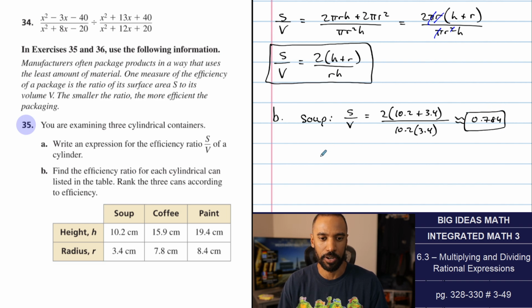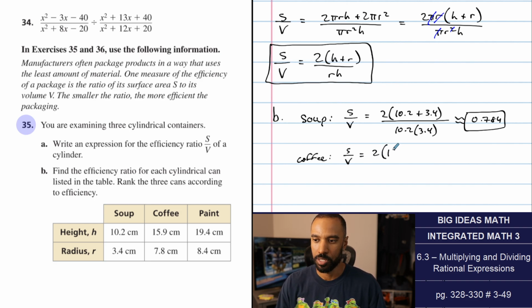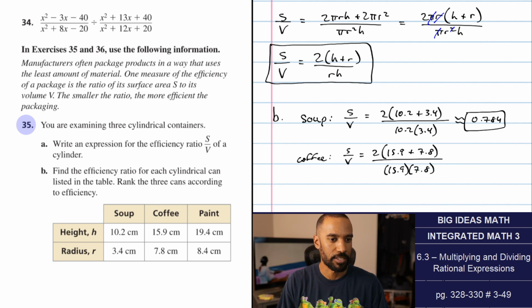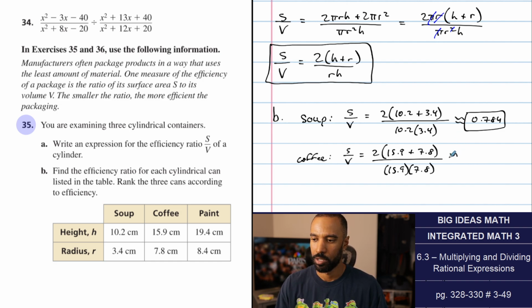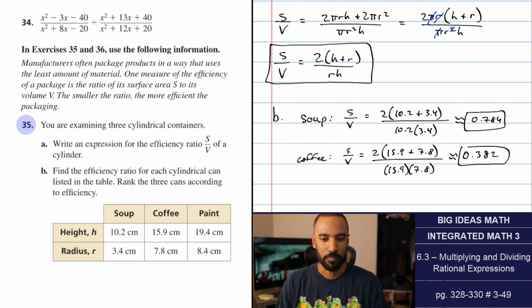I don't know if that's biggest or smallest yet. We'll figure it out. Coffee. And it's good that they have the smaller version of this formula. I'm not doing more than I need to here. So 2 times 15.9 plus 7.8 over 15.9 times 7.8. So let me just do that here pretty fast. 15.9 plus 7.8 over 15.9 times 7.8. Okay, I'm getting 0.382, much smaller than 0.784. So 0.382. Coffee seems to have a better efficiency of packaging.